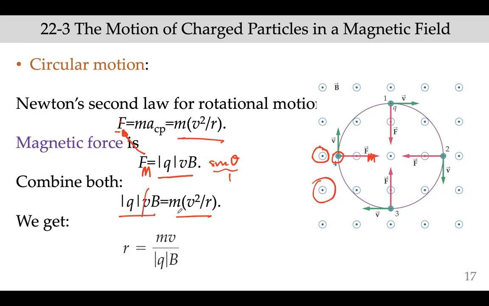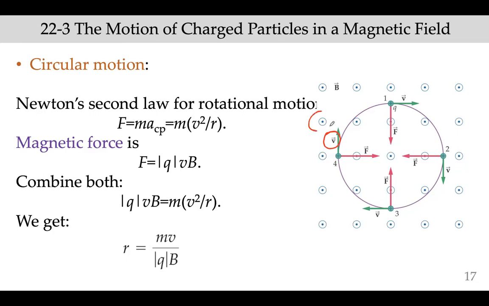Now, one of these v's cancels with v on the left-hand side. So what's left is r, the radius of this path, equal to mv divided by q times the magnetic field, where m is the mass of this charged particle and q is its charge. So if you want to relate the mass of the particle, charge of the particle, its speed, and the strength of the magnetic field, then you would use this formula.